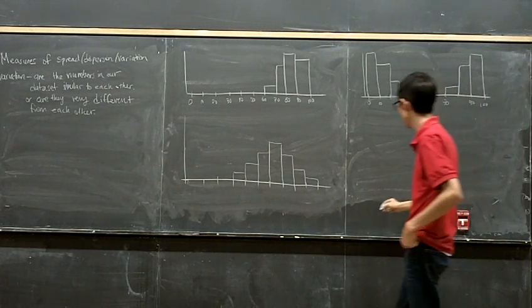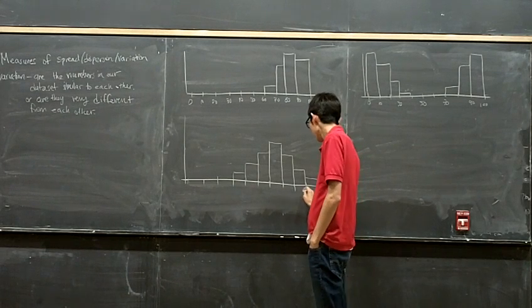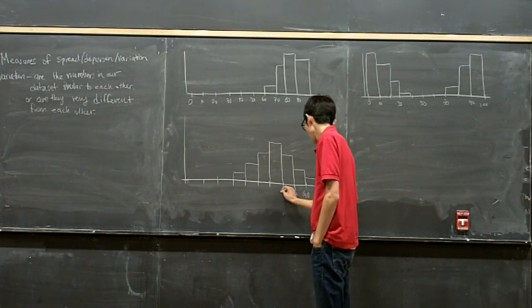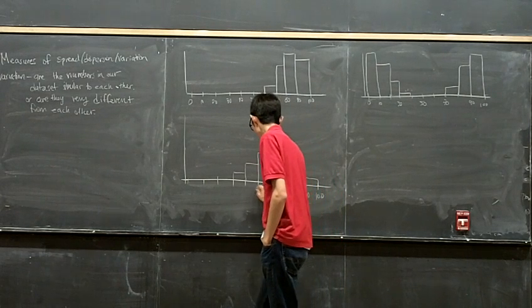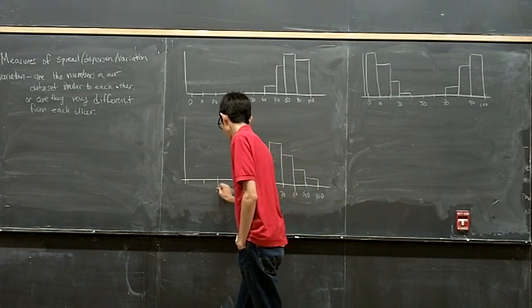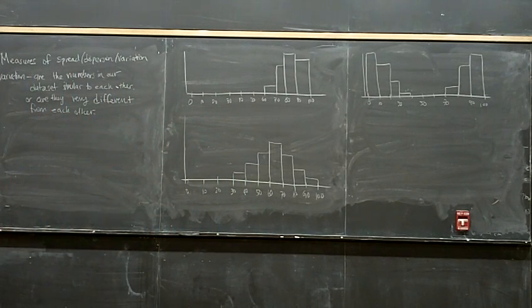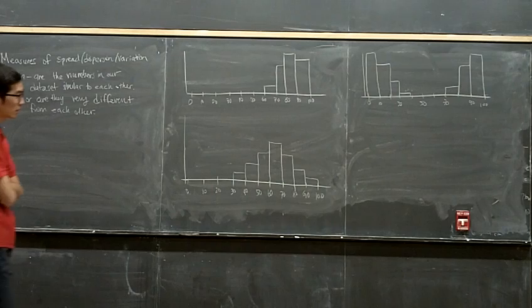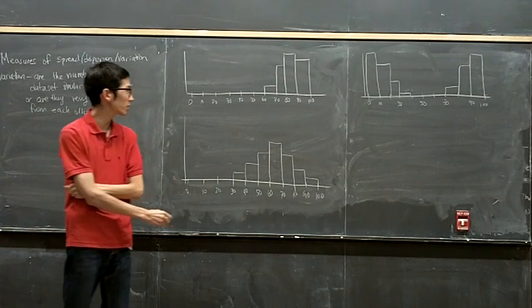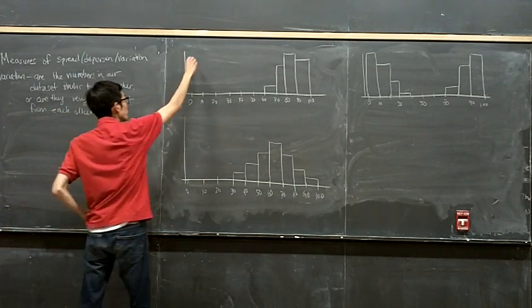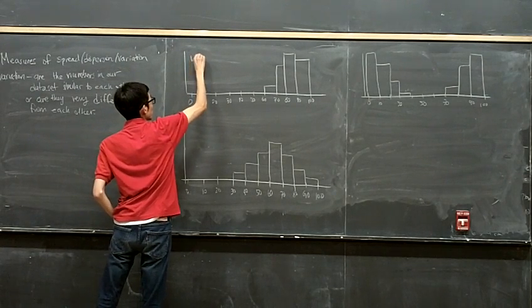Okay, so let's say these are all test scores here. These are different tests given. So which one has the least variation? Okay, so this one has the lowest variation.